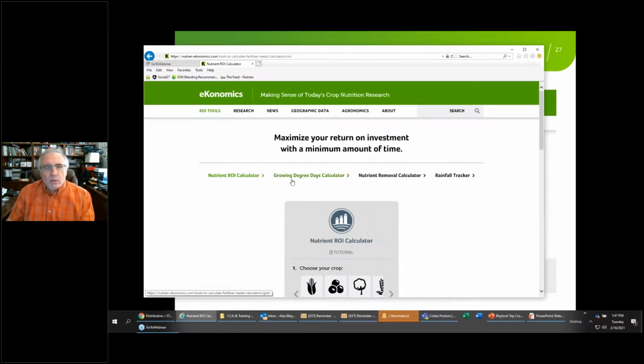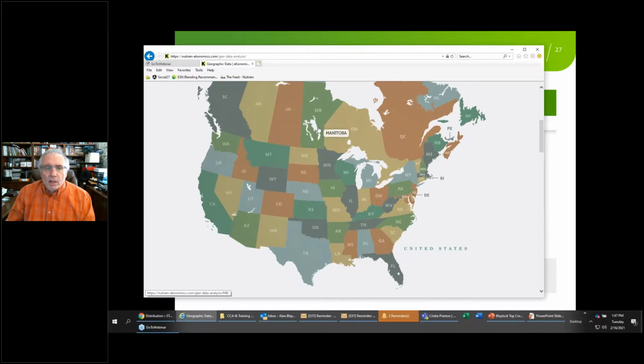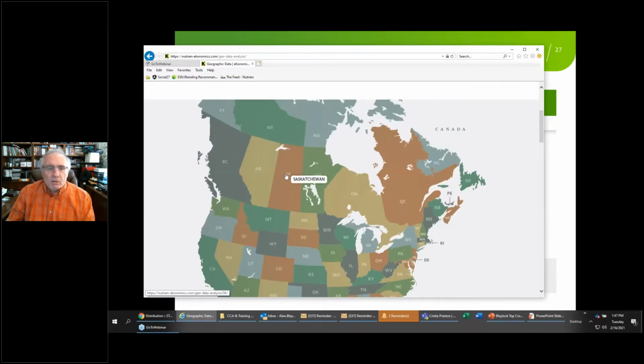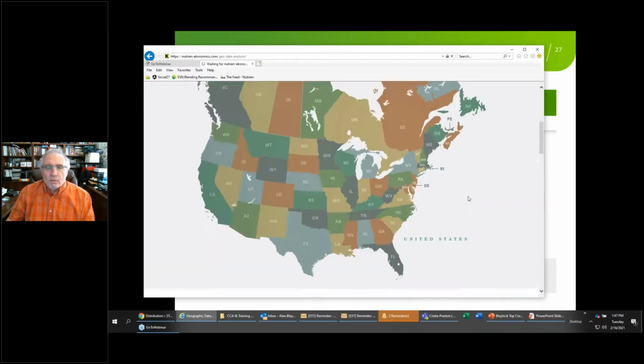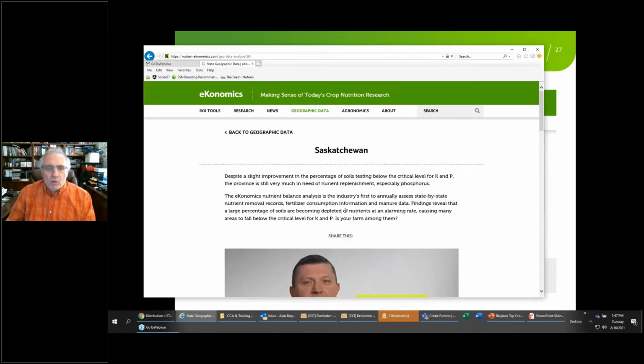There are some other tools here, a growing degree day calculator. That's a discussion for another day. There's a rainfall tracker that pulls data from weather services. And then there's also this tool, the geographic data, which contains the same data that I showed you from the TFI database. We pull that data to operate in the background, so you can here select a province and pull up the soil test trends for the province, or they're in tables below.